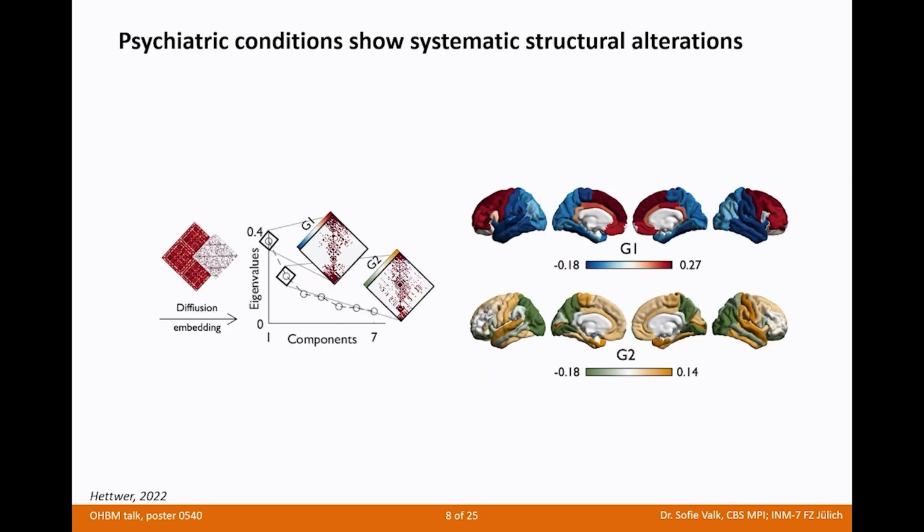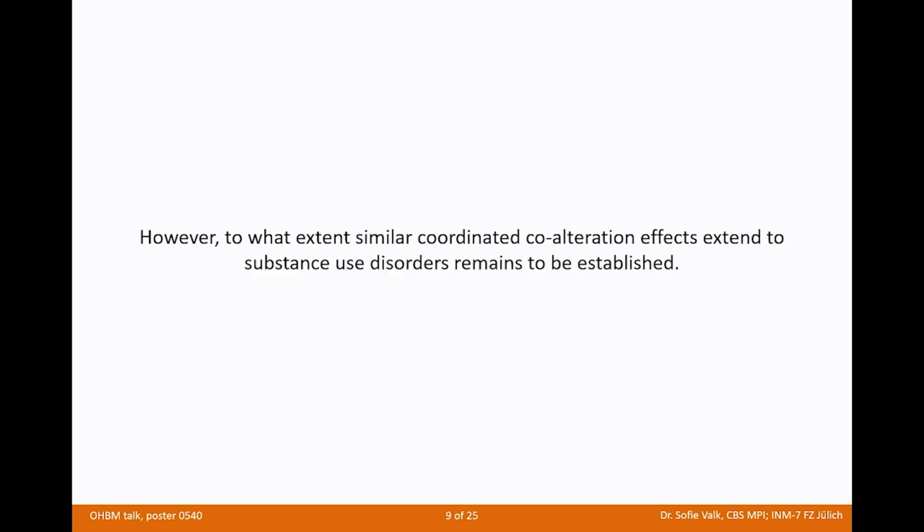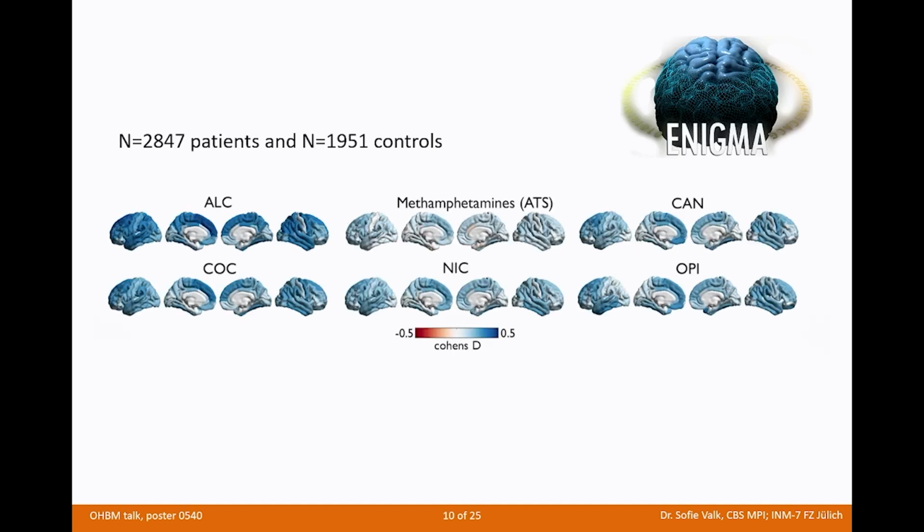We then looked at which regions show similar changes across disorders, and there is a pattern differentiating temporal regions, which are similarly affected across disorders, versus frontal areas, but frontal and temporal areas are differently affected across disorders. Regions with similar colors are affected together across disorders. So the question becomes, to what extent do similar coordinated co-alteration effects extend to substance use disorders? This remains to be established, so this is what I set out to do.